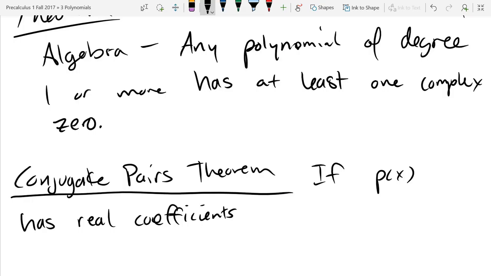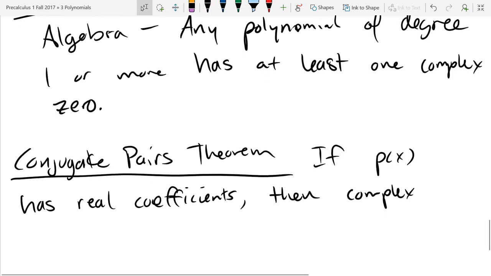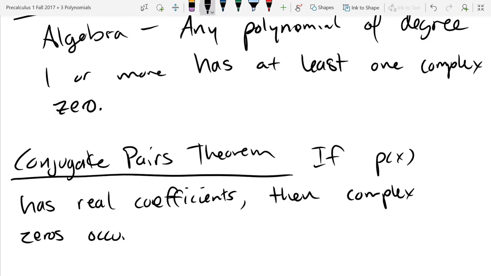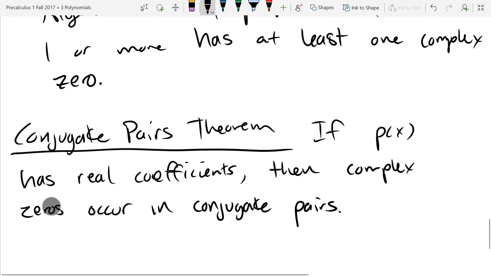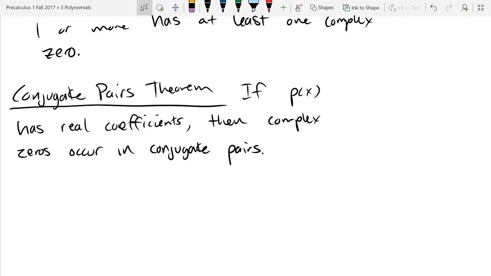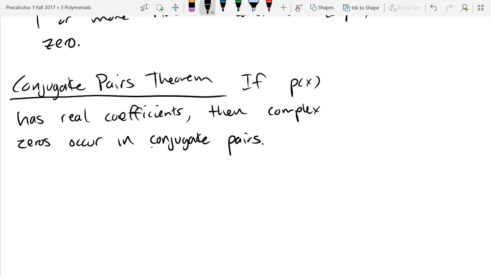So if our polynomial P of x has real coefficients, and every polynomial I'm going to give you will have real coefficients. So if P has real coefficients, then complex zeros occur in conjugate pairs. So have I used the word conjugate? I think I have. Let's look at conjugates as they relate to complex numbers now.